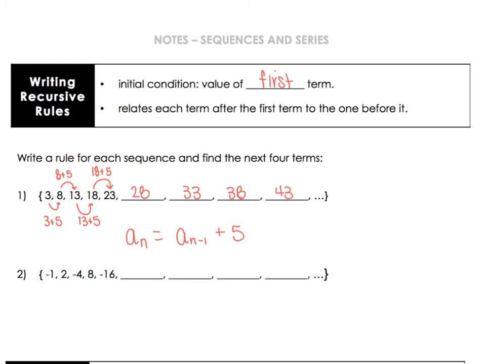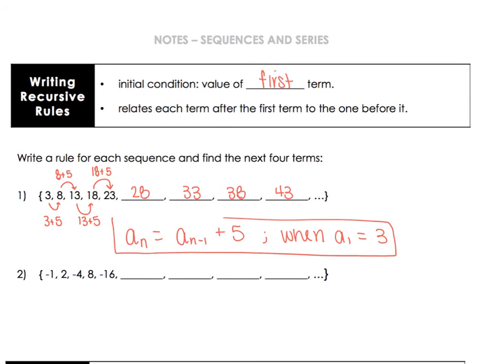Now notice that we can't just find the 10th term. We can't just find the 20th term. We would need every term along the way. When you are writing your rule, the one thing that you also want to make sure of is that you also say what your initial condition was. So this is when a sub 1 equals 3. So that is your final answer for number 1.